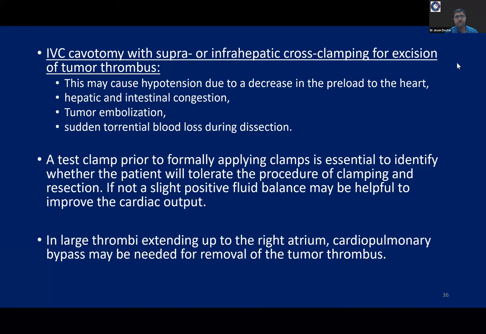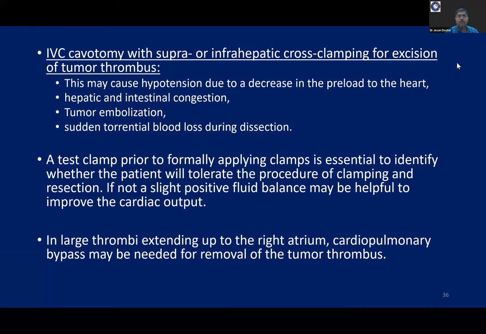But if there is a patent IVC with a tumor thrombus, and it's not a complete occlusion, then cross clamping for the cavotomy can lead to sudden loss in the preload and torrential hypotension and blood loss. So that is the time it is important that you ask the surgeon to apply a test clamp, okay, and see whether the cardiac output drops significantly. If it drops significantly, you can ask them to release it momentarily and give the child some fluids or colloids or blood, depending on what is needed, so as to preload them well.